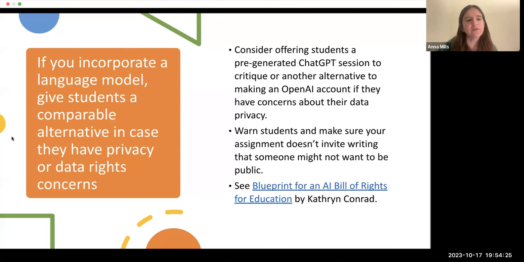I just wanted to put in a nod to the idea of offering an alternative if we do ask students to use AI. If they have concerns about that, to offer an equivalent assignment, and to shout out to Catherine Conrad's Blueprint for an AI Bill of Rights for Education that recommended that.